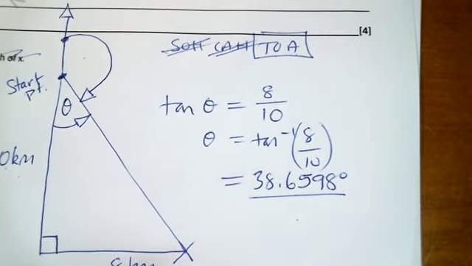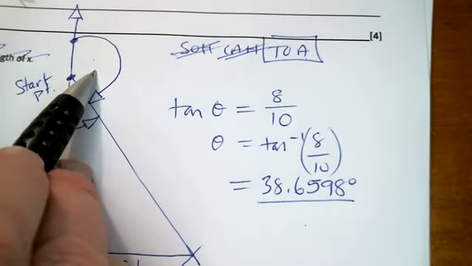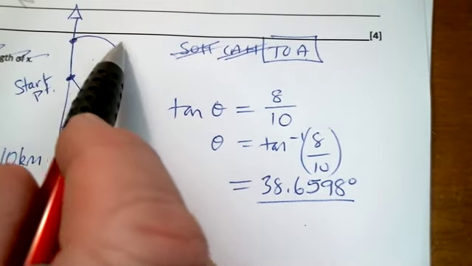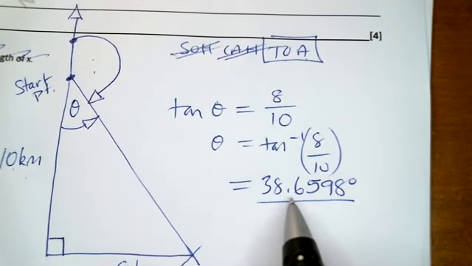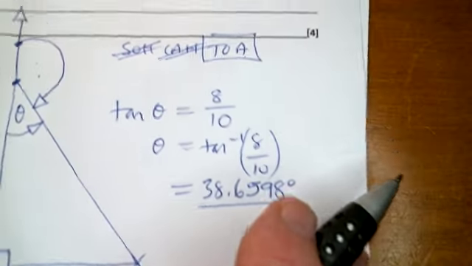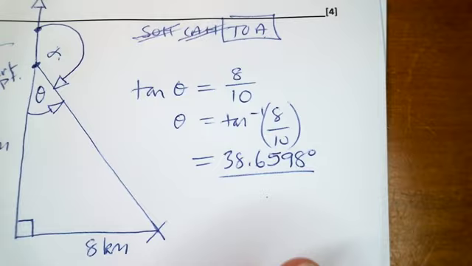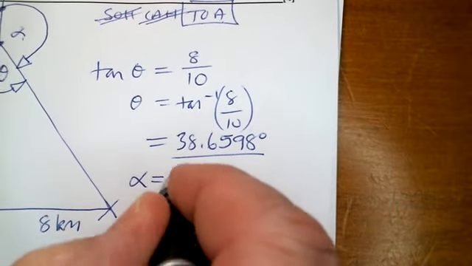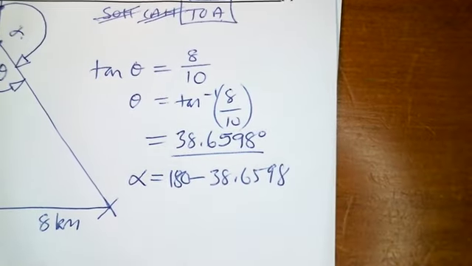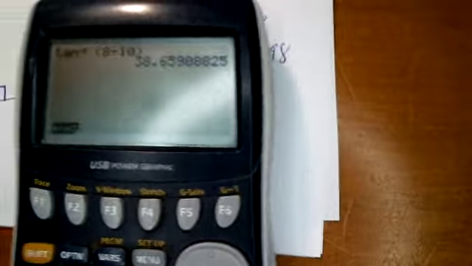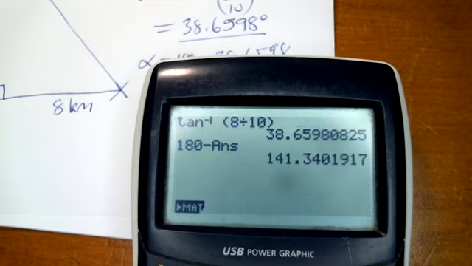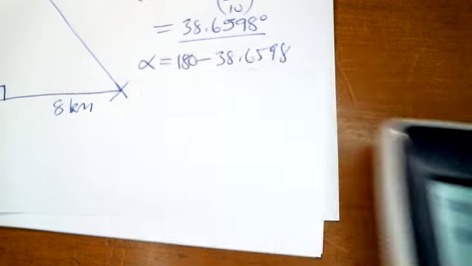Now, of course, that's not the answer we're looking for. We're wanting to find this. Because we have angles on a straight line, we can take 180 degrees and subtract 38 degrees and change to find the bearing here. I'll call that bearing alpha. So alpha will equal 180 minus 38.6598. I'll do that on the calculator: 180 minus answer is equal to 141.34.